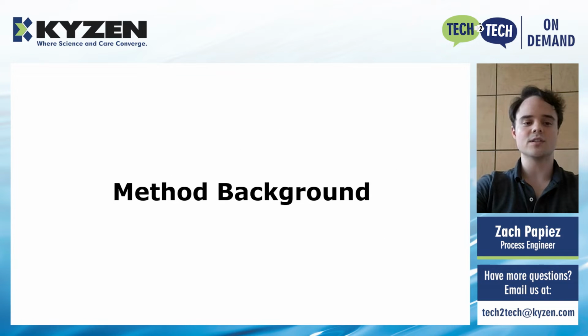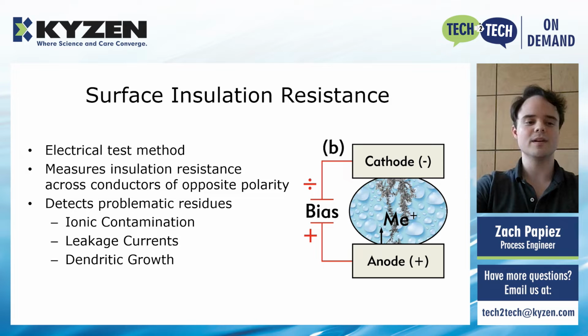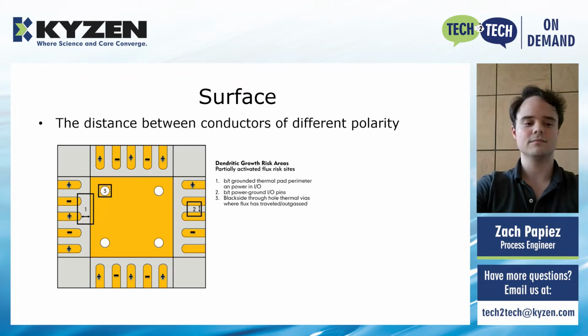We've established that SIR is an apt choice for characterizing your cleaning process. Let's take a deeper look into the methodology background for SIR. Starting with the basics, SIR is an electrical test method that measures the resistance of an insulation across conductors of opposite polarity, otherwise known as the anode and the cathode. This establishes an electrical field, which is fundamental in mobilizing ions and creating an environment to model board failures such as leakage currents and dendritic growths, which will be discussed later.